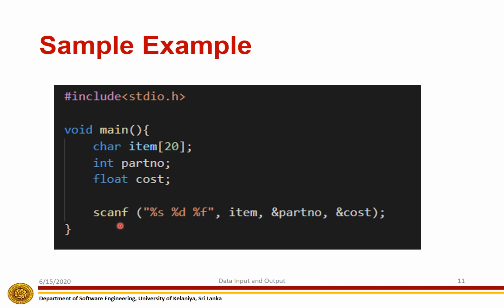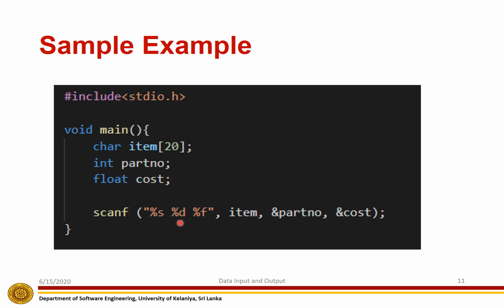And then I have written a scanf function. This is the control string and these are the corresponding arguments. This control string contains three character groups. The first one is percentage mark S. S is the conversion character for inputting a string followed by a white space character. So it wants to store into the array item, which represents a string. When we give an input for the S, it will be stored in item. And we are not using an ampersand here because this is an array name.